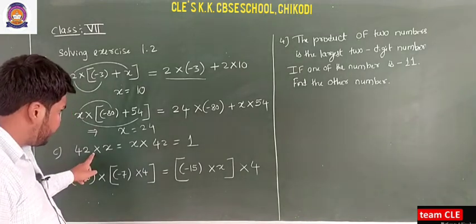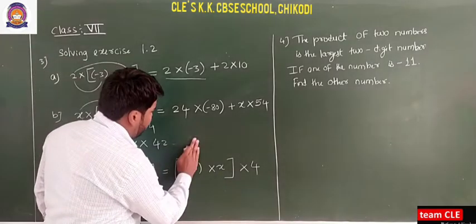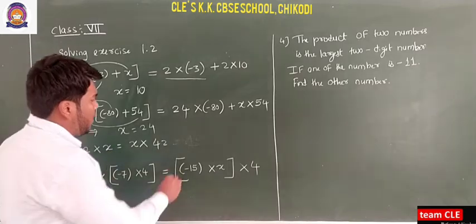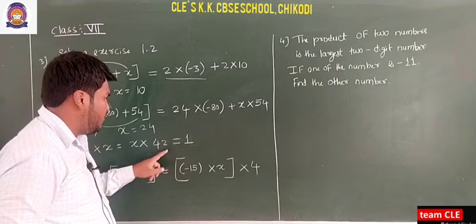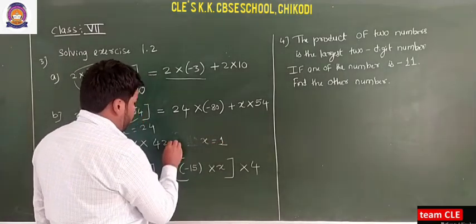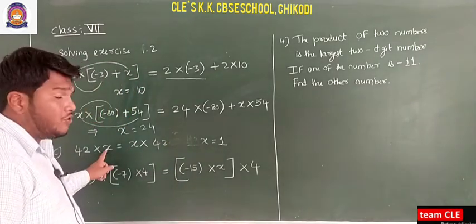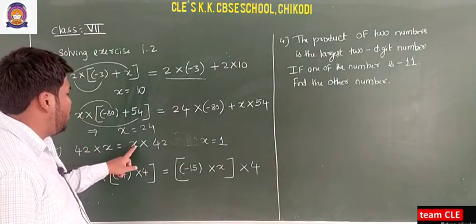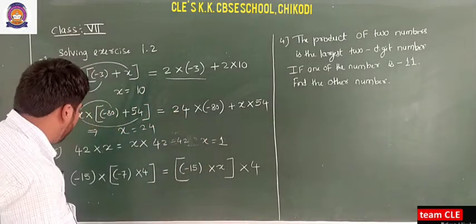Similarly, see here, 42 into x equals x into 42. When you multiply 42 into 1, then only your answer is 42. So x equals 1. If you substitute x equals 1, then only you will get 42 into 1 or 1 into 42, which equals 42. So here x equals 1.